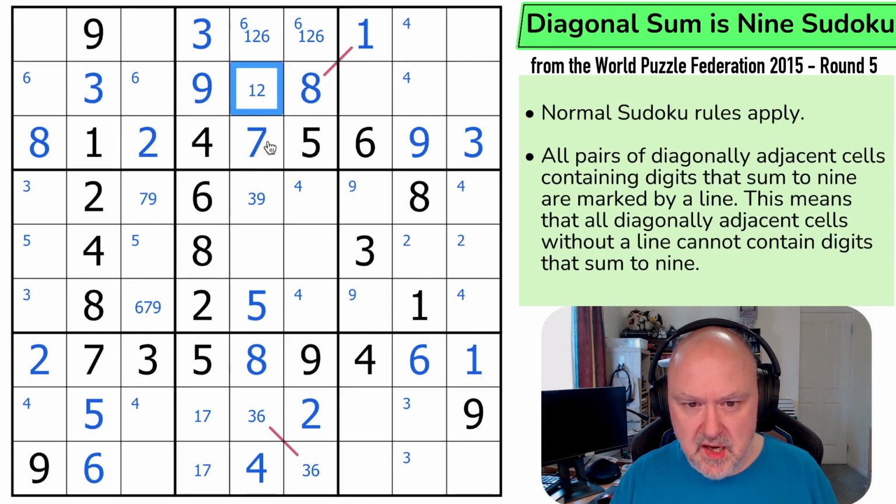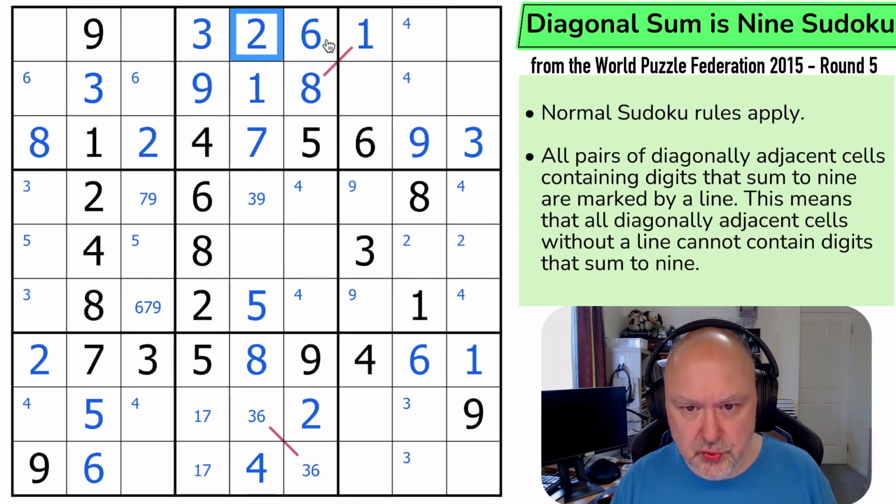Now, this can't be a 1. Oh, neither of these can be a 1. This is a 1. This is a 2, 6 pair. 2 can't go next to 7. Yeah, I don't see that yet, except the 2 looking up does it. That's 6 and that's 2.